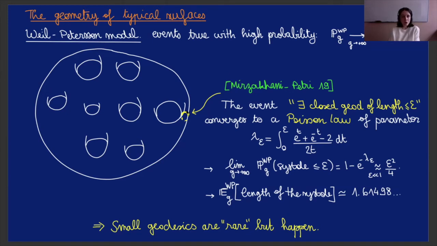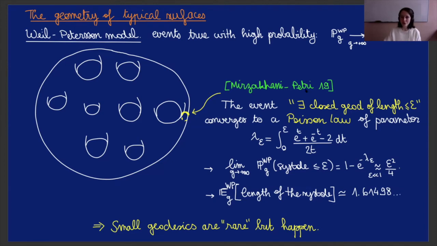And we know that we want to understand small geodesics. So the first question to ask is, what is the length of the systole? The systole is the shortest closed geodesic. What can we tell about its length? We are imagining surfaces which become bigger and bigger. So we can maybe hope that perhaps the systole is becoming big. And unfortunately, it is not the case.